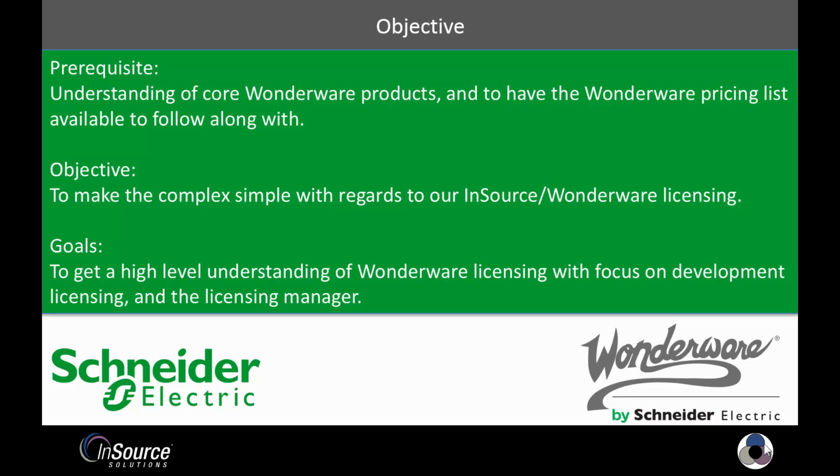So the objective of this first part is for us to get a sense of comfort with how our Wonderware licensing model is set up. We're going to look at licensing from a very high level in this part. In subsequent parts, we're going to go deeper into the licensing for each product, but we're going to maintain a focus in this first part on the development license as well as the device integration license. And we're also going to get a look at the licensing manager to see the utility that is managing our licenses.